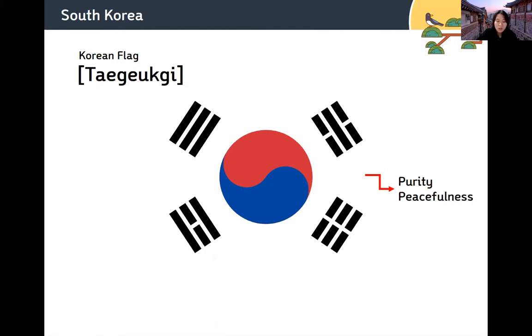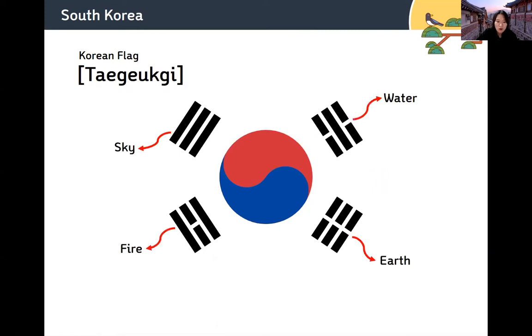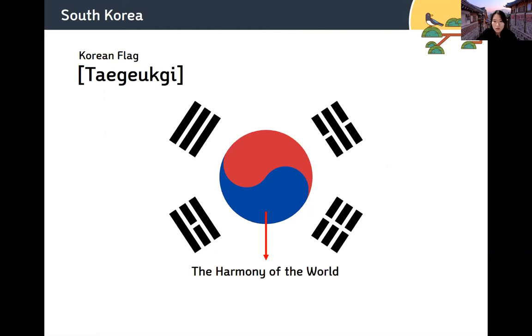And each of these black lines means sky, water, earth, and fire, which are the base elements that make up the earth. Korean people have believed there are two energies in the universe, positive energy and negative energy. These four elements show us the changes and development of each other through a combination of positive and negative energies in the universe. The circle in the center of the flag is called the taeguk mark.